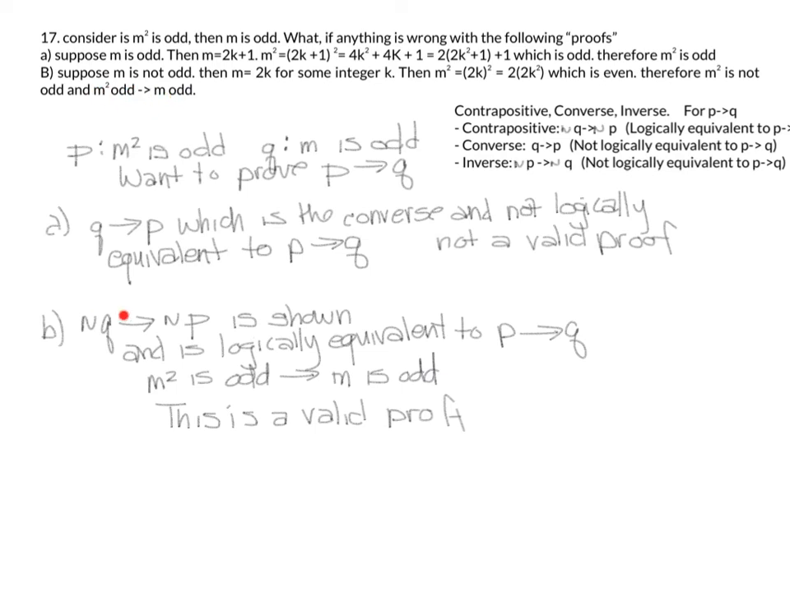So what they've proven is not q implies not p, and that is logically equivalent to p implies q. So in other words, once you have this part, m squared is not odd, then it is logically equivalent to p implies q, which is m squared is odd implies q, m is odd. So this is a valid proof because they're using the contrapositive.